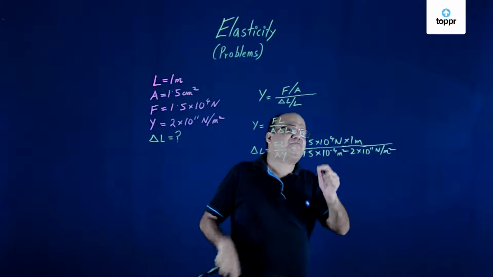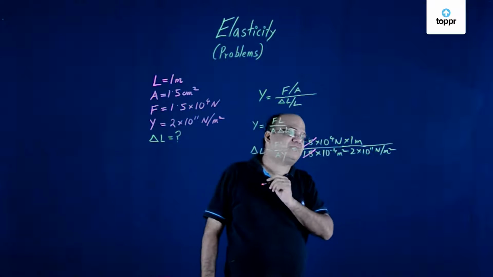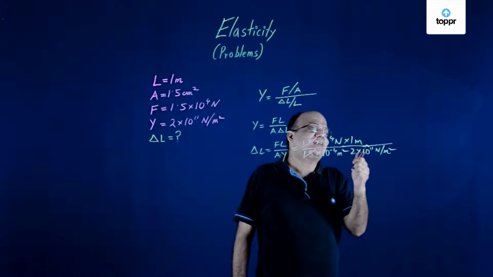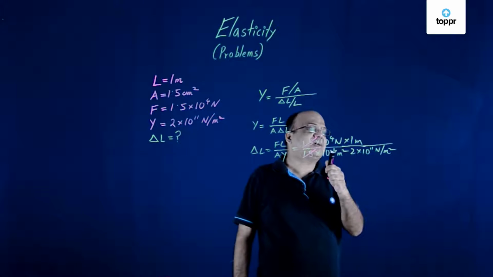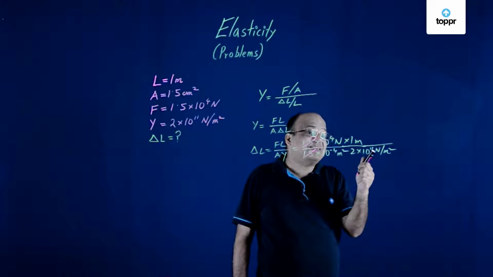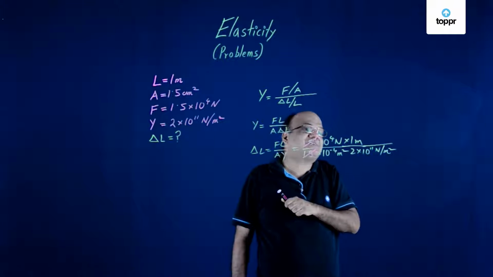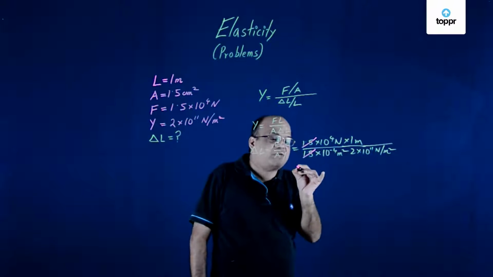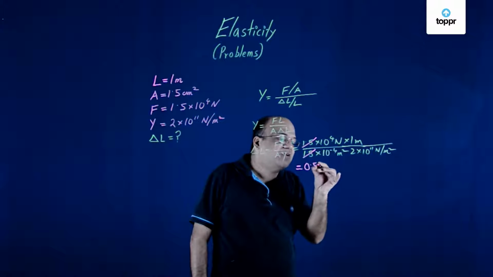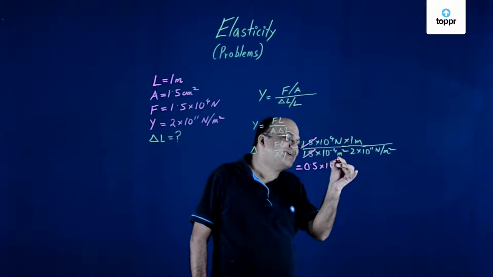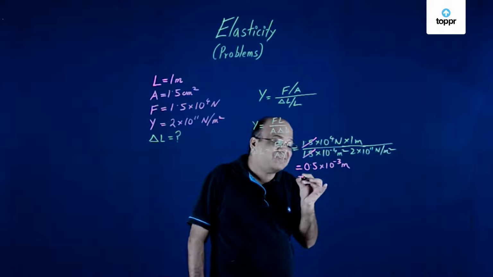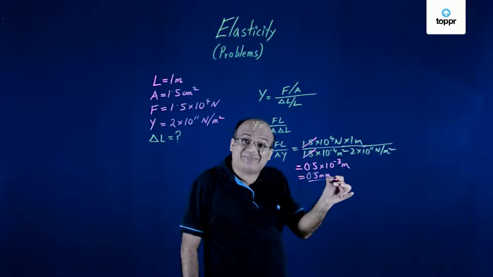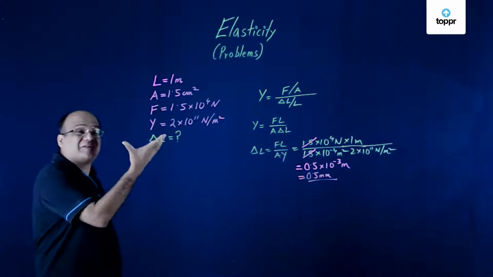Now this 1.5 will kill this 1.5, right? This 10 to the power minus 4, 10 to the power 11 will give you 10 to the power 7. This 10 to the power 7 will go upstairs and become 10 to the power minus 3. And 1 by 2 will give us 0.5. So 0.5 into 10 to the power minus 3 meters. And that is 0.5 mm. Problem solved, right? So what is the question?